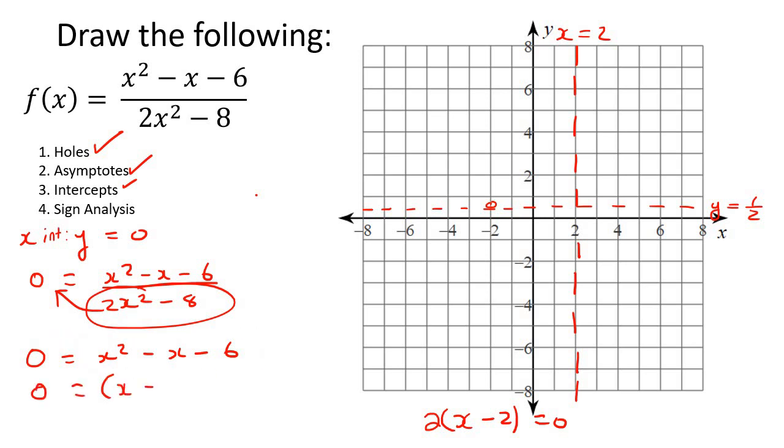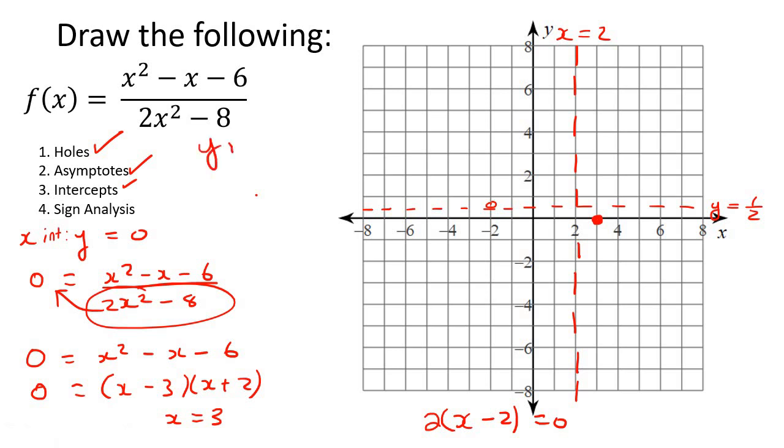We already factorized this earlier. And so if you had to solve, x would be 3, or x would be equal to -2. But we're not going to use x equals -2 because that is a hole. So we can't use the hole. So we're going to say x equals 3, which is over here, and so that's going to be our x-intercept.